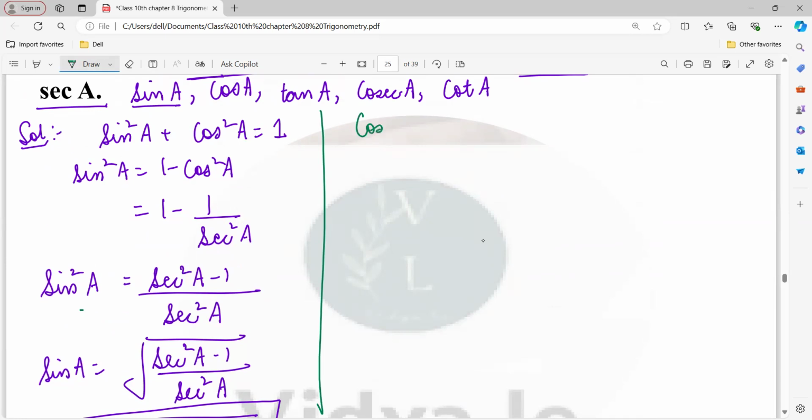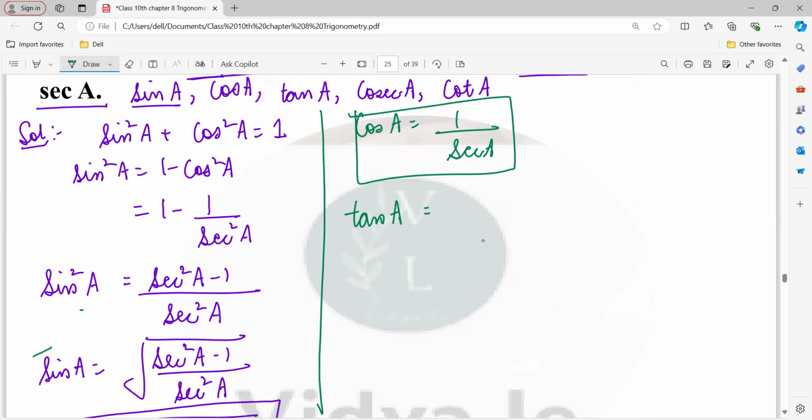And we know that cos and secant are inversely proportional to each other. So cos A is equal to 1 upon secant A. Now we need to find the value of tan in terms of secant, right? So we have the value of sine, and we have the value of cos in terms of secant. So we know that tan is equal to sine upon cos.